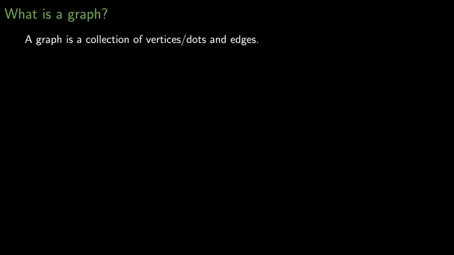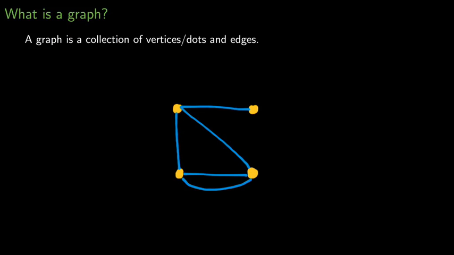In graph theory, a graph is a collection of vertices, or dots, and edges. That is it. So here's an example of a graph. This has nothing to do with the Cartesian plane, xy coordinates. There are no parent functions, no transformations, nothing from algebra or pre-calculus here. You have a pile of dots, you have a pile of edges, and that's it.